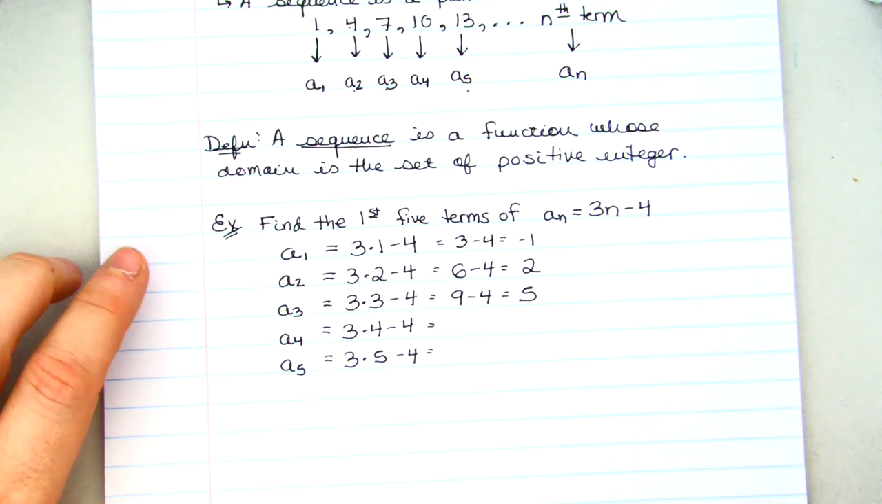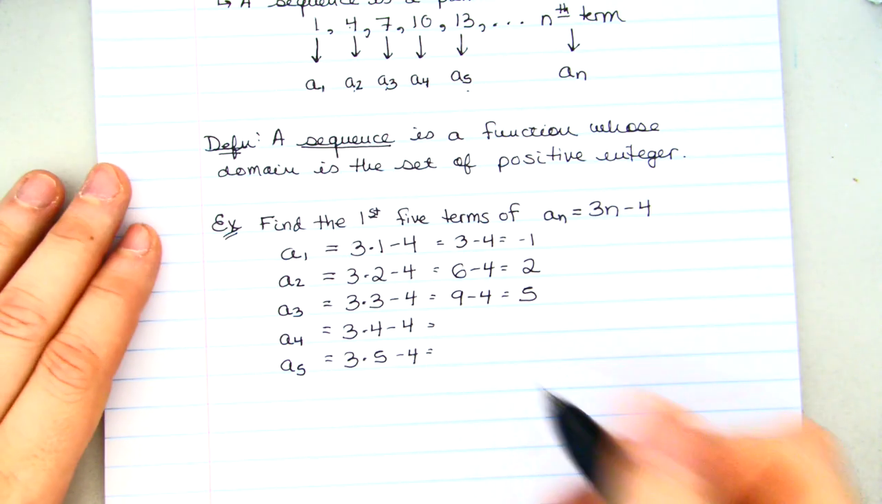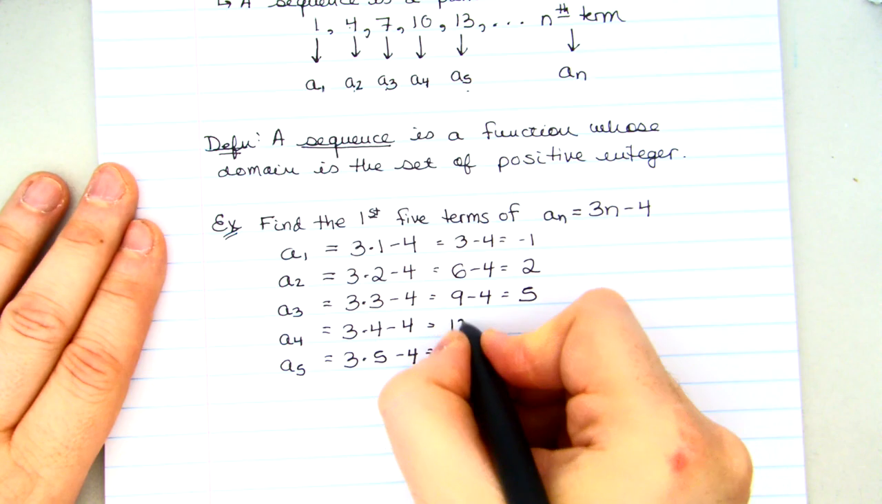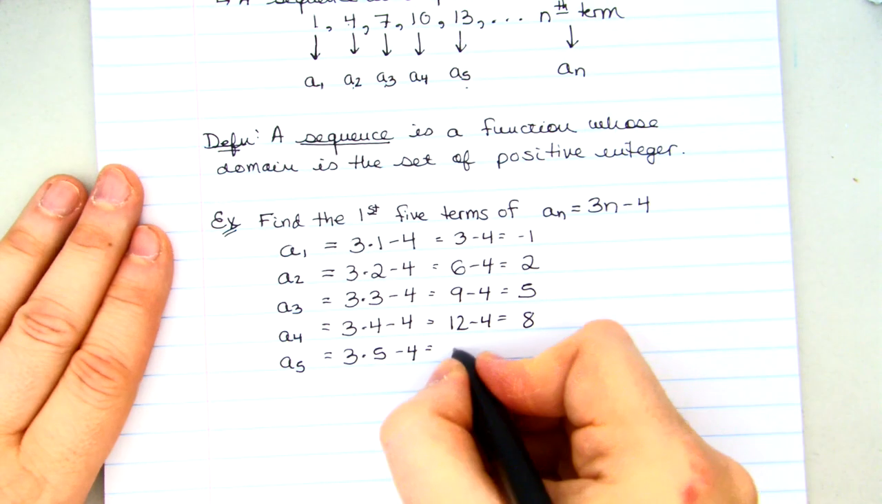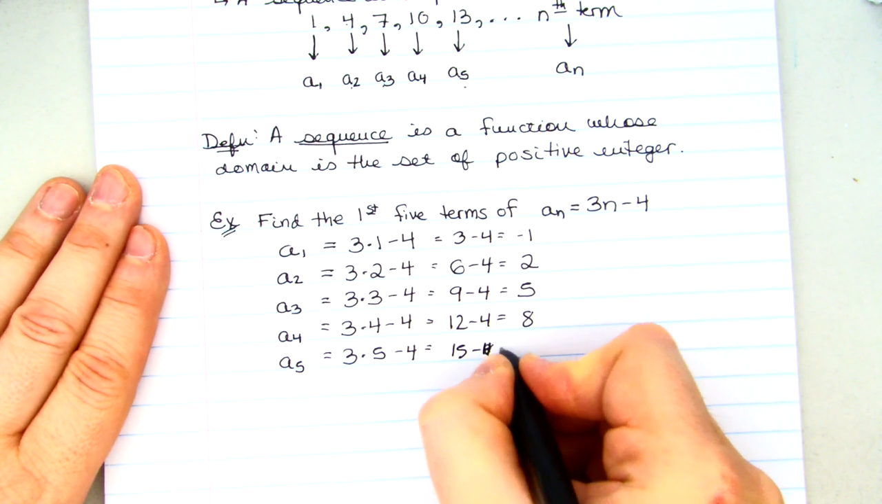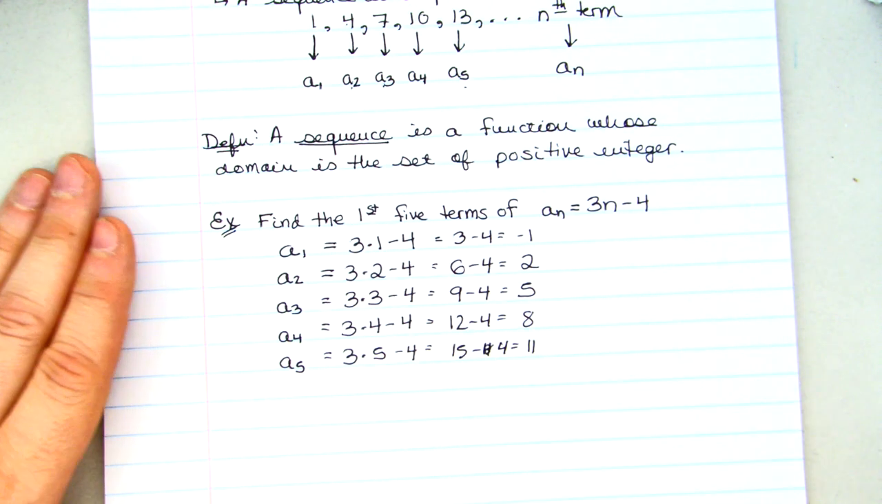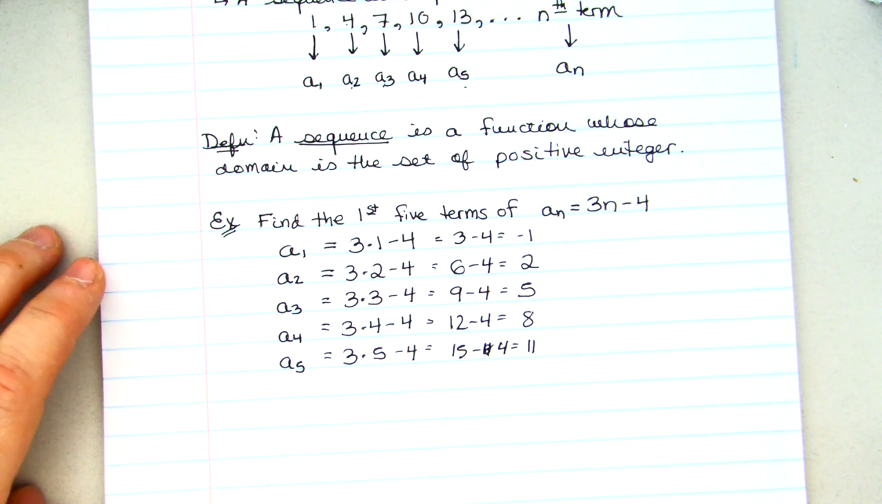And Sasha, how about the fourth term? 8. 12 minus 4, you're getting 8. Ava, your fifth term? 11. Yep, 15 minus 4 equals 11. Your pattern: -1, 2, 5, 8, 11.